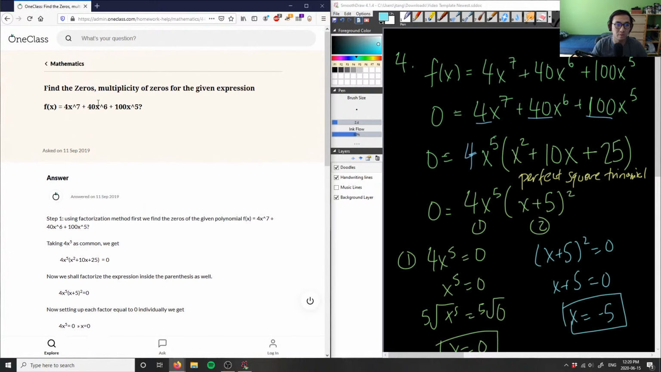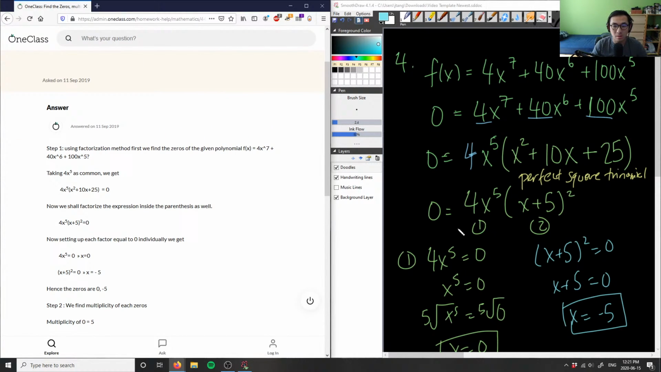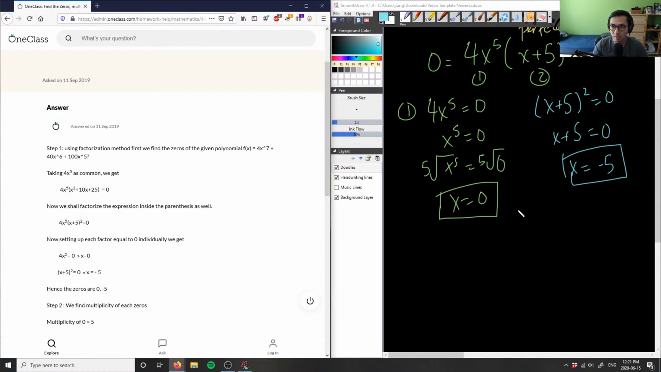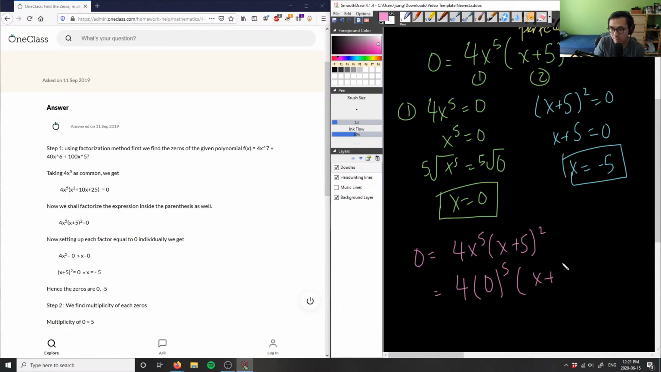So we've solved for these zeros, and now we have to solve for the multiplicity of these zeros, right? And how do we solve for multiplicity? Well, we look at our zeros and see what is being defined here. So we set our equation to 0, right? We have 4x to the power of 5 times x plus 5 squared. And we can plug these zeros back in, right? This x value is going to be 0 to the power of 5 times x plus 5, which is negative 5 to the power of 2, right?